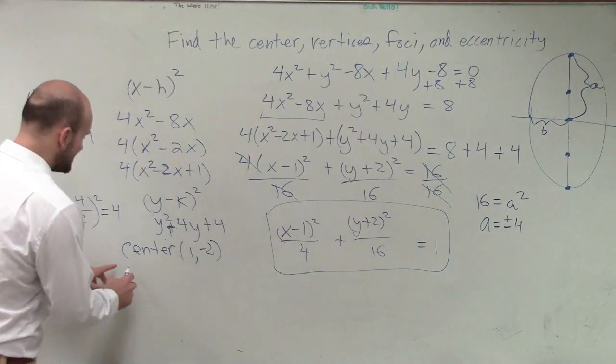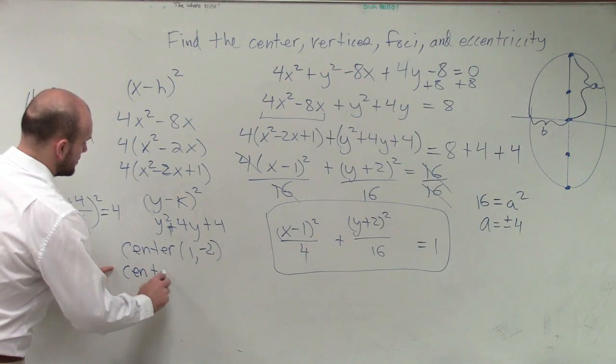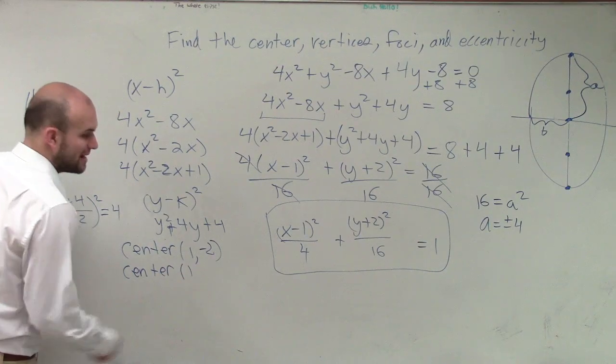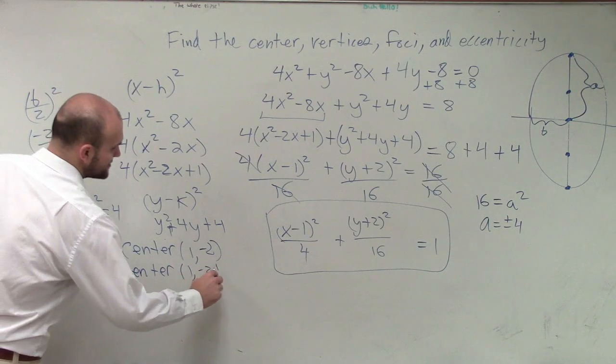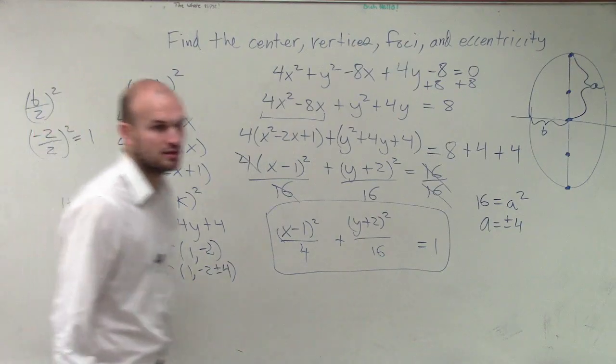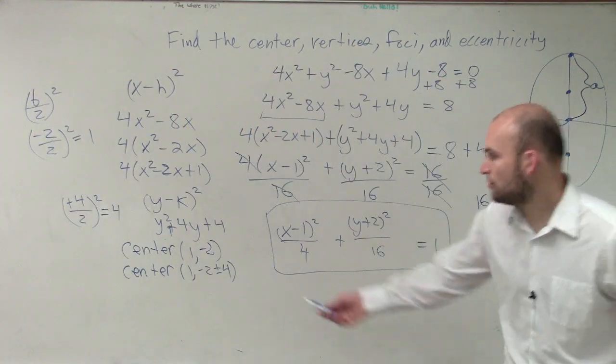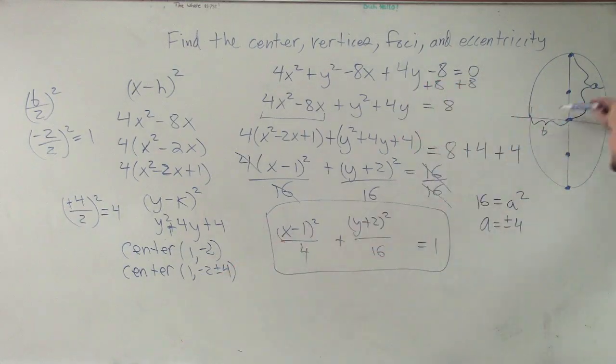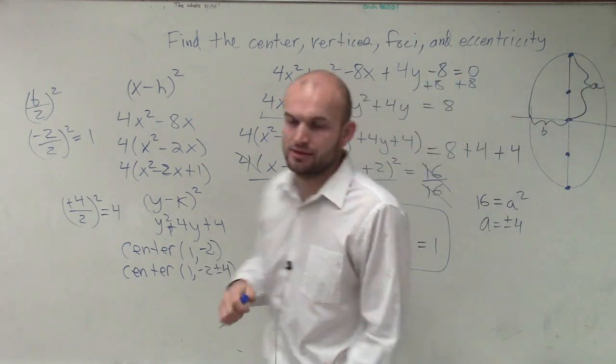So therefore, my center, 1 is going to remain the same, but it's going to be -2 plus or minus 4. Does that make sense? The 1 remains the same. The center, the x value remains the same. They're all on the major axis.